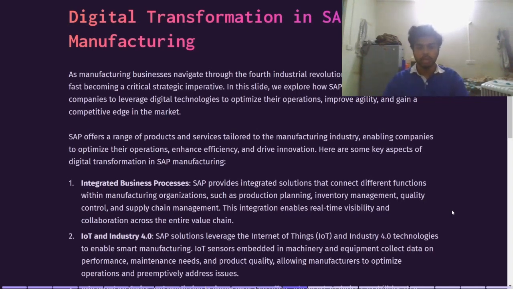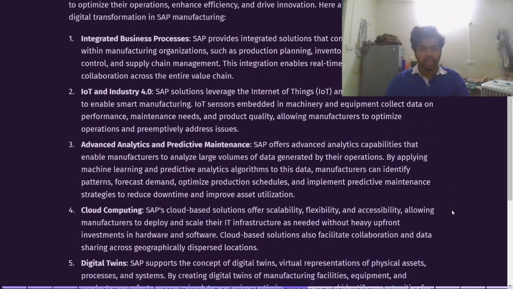Digital transformation in SAP manufacturing uses digital technologies to optimize operations and gain a competitive edge. The key topics under this are integrated business processes. SAP connects functions like production planning and supply chain management for real-time visibility and collaboration. Then comes IoT and Industry 4.0. SAP uses IoT sensors to collect data for smart manufacturing and issue resolution. Then comes advanced analytics. SAP offers analytics for data analysis, demand forecasting, and predictive maintenance.